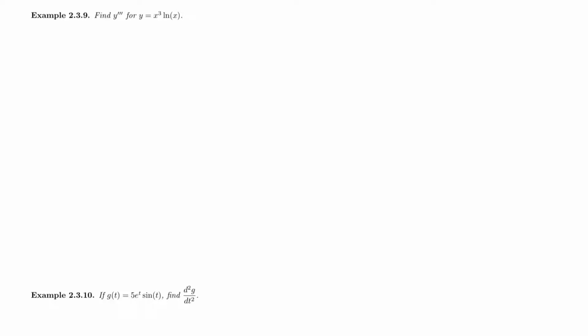All right. So here we have an example, and we're asked to find y triple prime for y equals x cubed ln x. We need to do this in stages. We need to find y prime, then y double prime, then y triple prime. And we need to organize our work because it can get confusing. Starting with finding y prime, we need to do product rule here. So we have f and g. f is x cubed, so f prime is 3x squared. g is ln x, g prime is 1 over x.